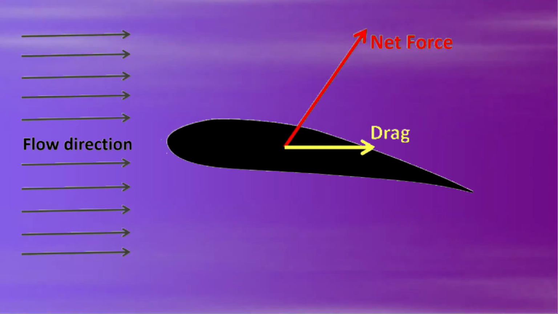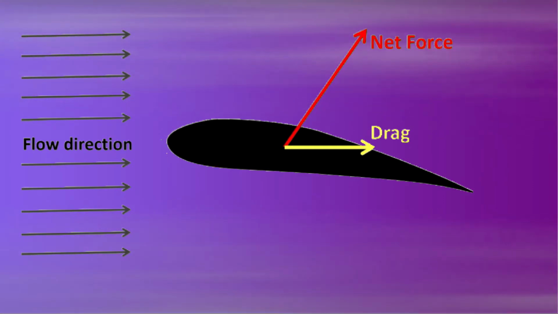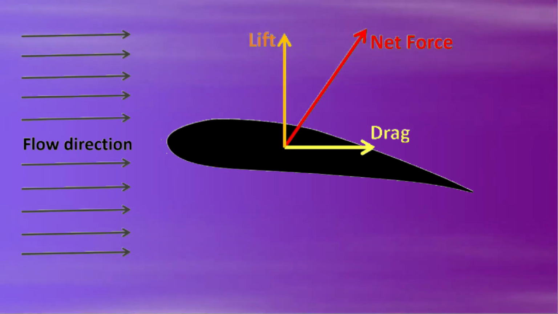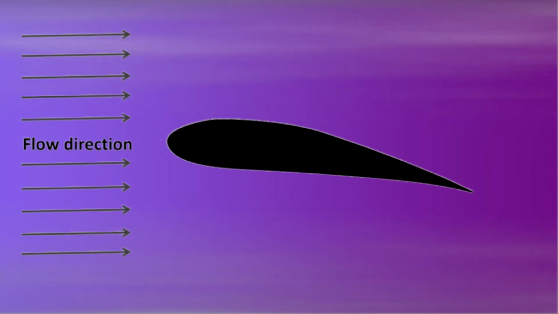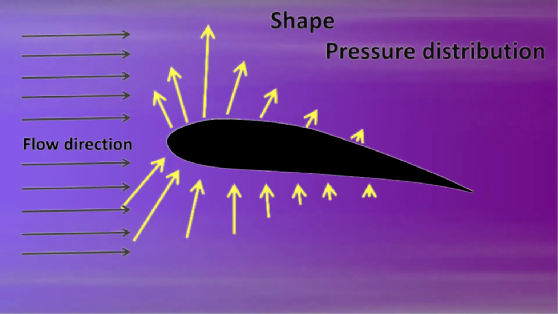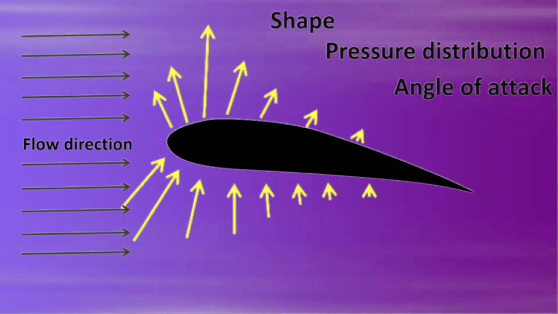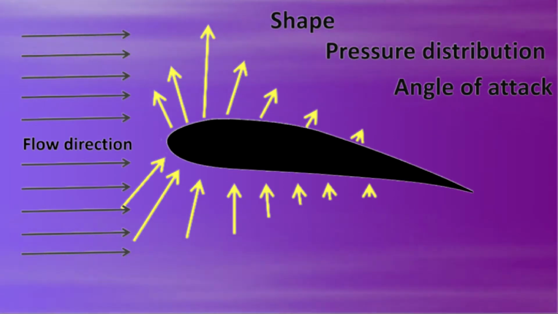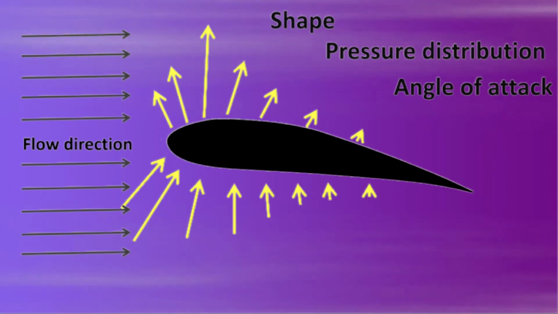The dependence of the drag force on the shape of the object is demonstrated in another video, and the link is given below. The second component of this force is perpendicular to the flow direction, which is called the lift force. Now the lift force can be upwards or downwards depending on the application. Now the total force depends on the shape of the object and how the pressure is distributed on this object, and it also depends on the angle of attack. At the end of the video, we will change the angle of attack and we will see how the lift force and the drag force are changing.